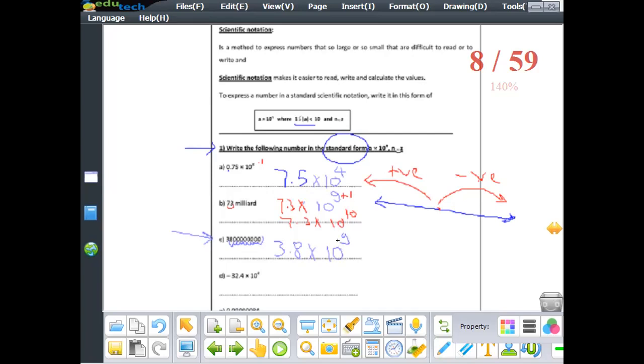The next question is number D. He told you here negative 32.4 times 10 power 4. For sure, 32.4 is not between 1 and 10. How can you do it?